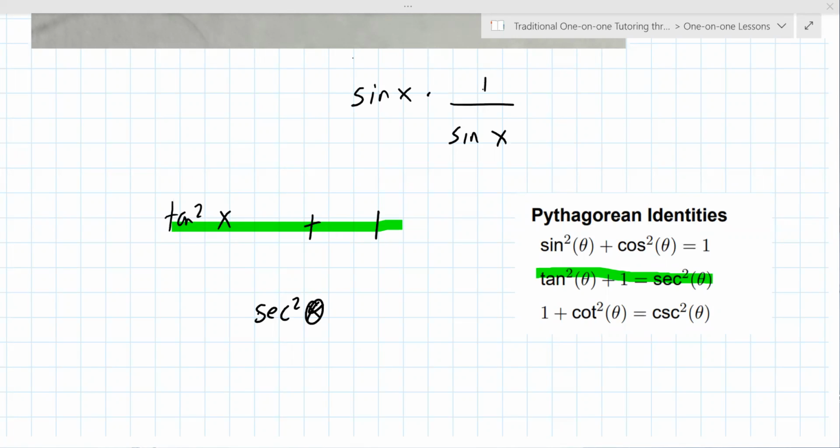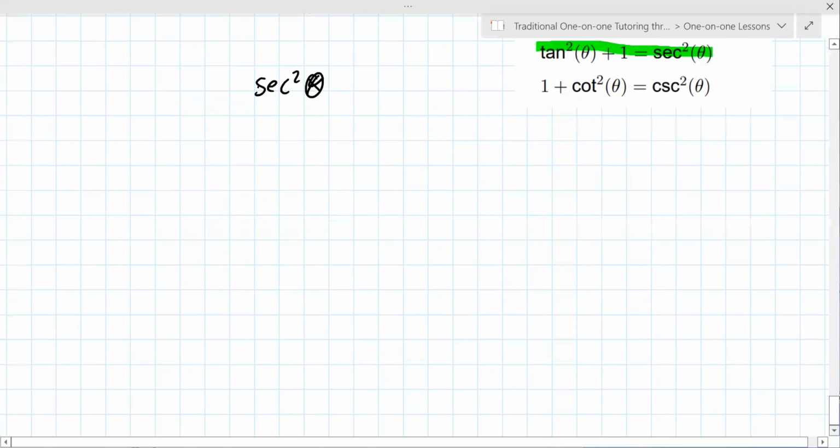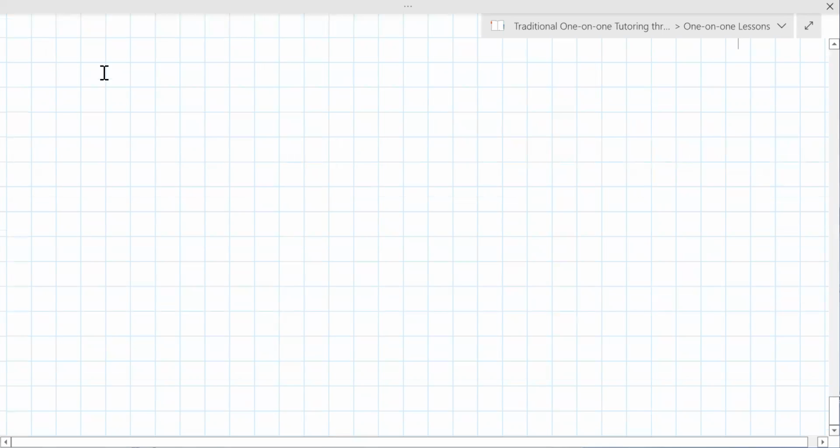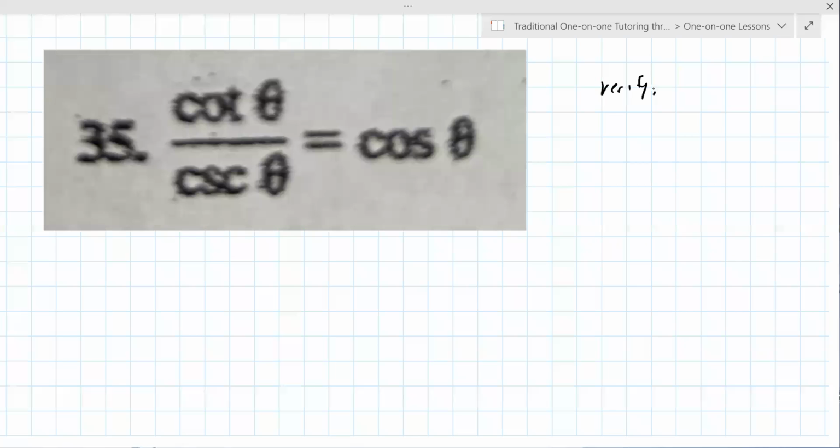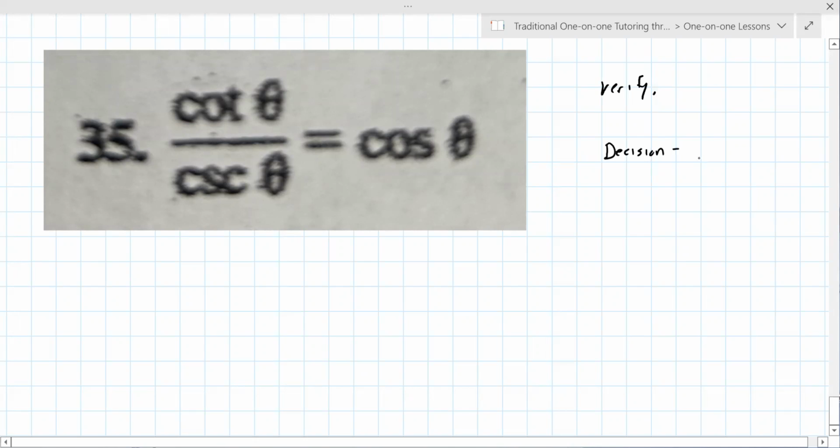All right, you ready to move on to 35? Yeah. Okay, so everything we've been doing has been leading up to problems like 35. These are what are called verify, or some people even call them proofs. I don't really think they're proofs. You want to make the left side look like the right, or the right look like the left. And you have an early decision to make. Your decision is which side is more complicated.